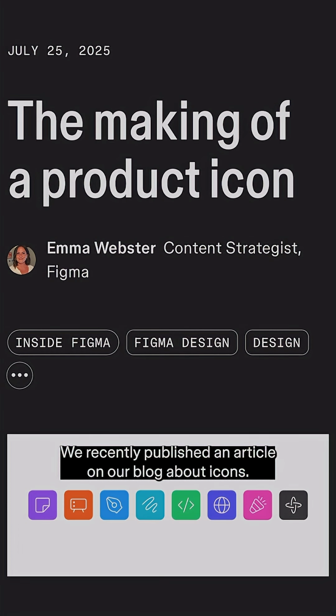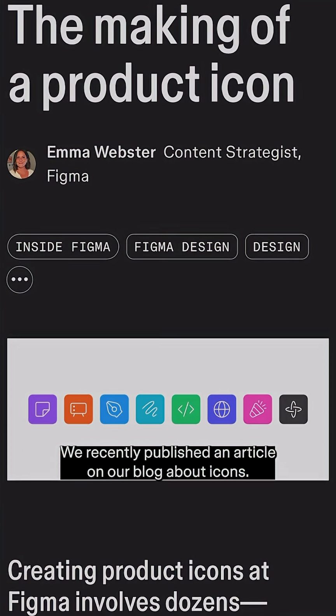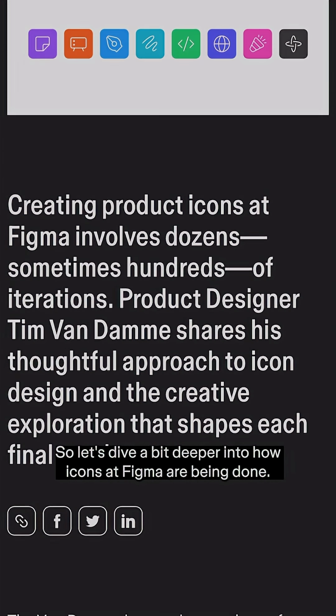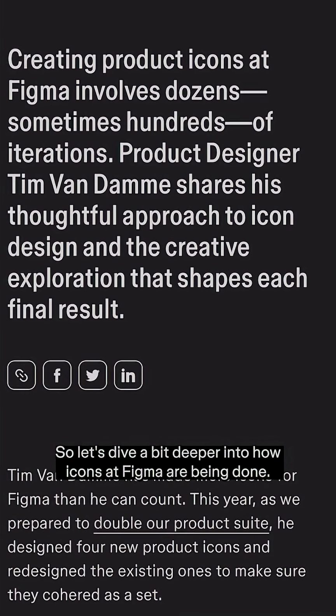We recently published an article on our blog about icons. It was super fun to be part of. So let's dive a bit deeper into how icons at Figma are being done.